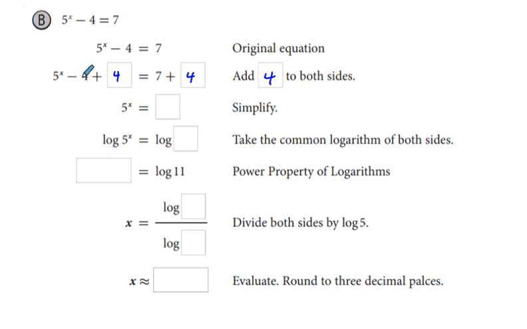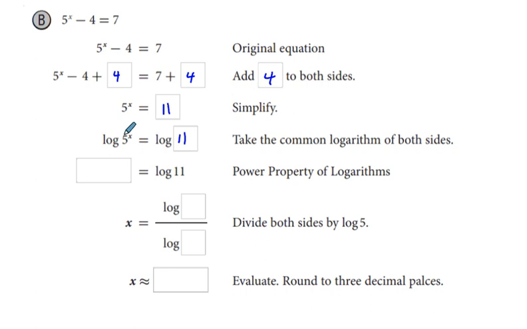So when we add 4 to both sides of the equation, negative 4 and positive 4 cancel each other out. So we have 5 to the x power equals 11. And now what we can do is take the log of both sides. So the log of 5 to the x power is going to be equal to log of 11.